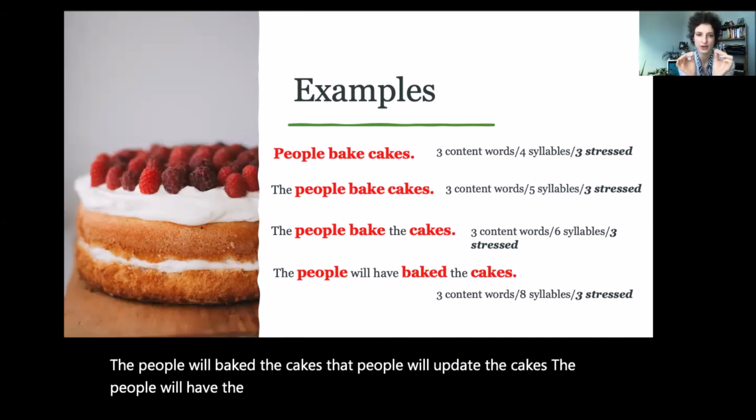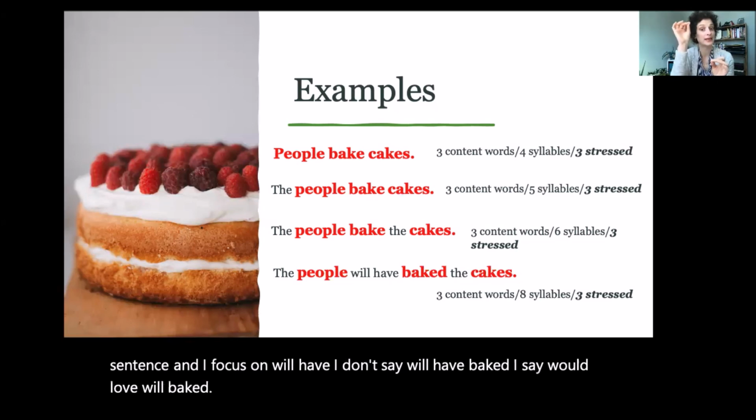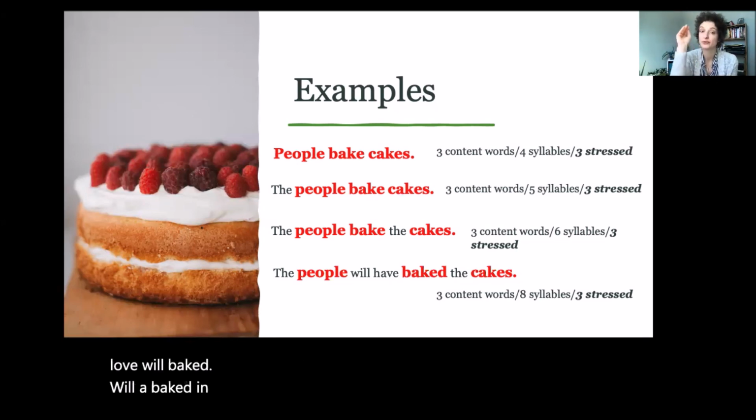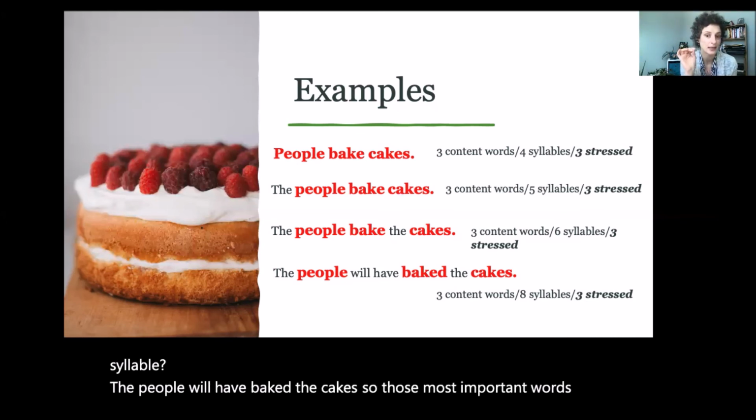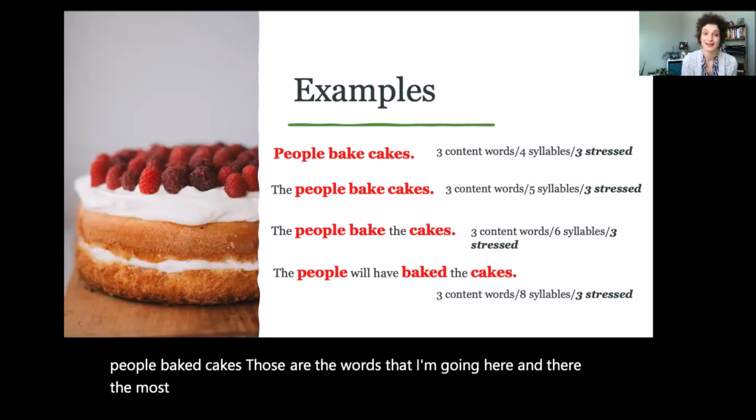Now, if I go into the middle of that sentence and I focus on will have, I don't say will have baked. I say will have baked. And my pitch, volume, and vowel length increases on that stressed syllable. The people will have baked the cakes. So those most important words, people, baked, cakes, those are the words that I'm going to hear, and they're the most important words in that sentence for me to understand what it's about.